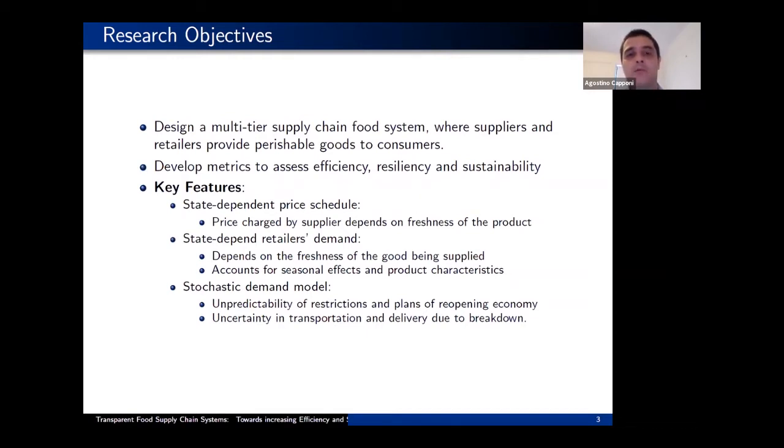And we also want to look at the demand of retailers. With this demand, we want to make it also depend on the state. In particular, we want demand to depend on the freshness of the good being supplied. So if a good is fresher and is not overpriced, typically there will be higher demand with respect to a good that is close to expiry. And we also want to account for effects which depend on seasonality and on the characteristics of the product.